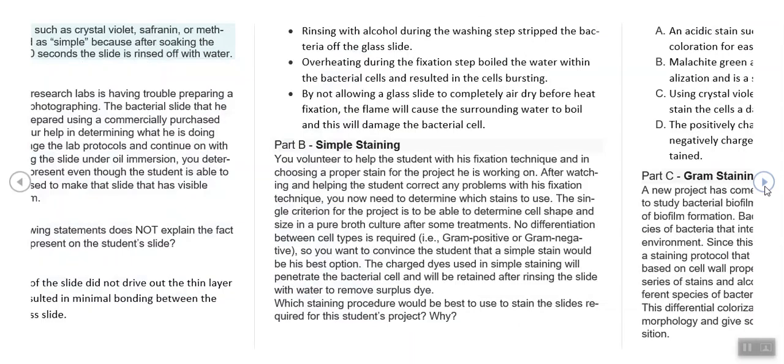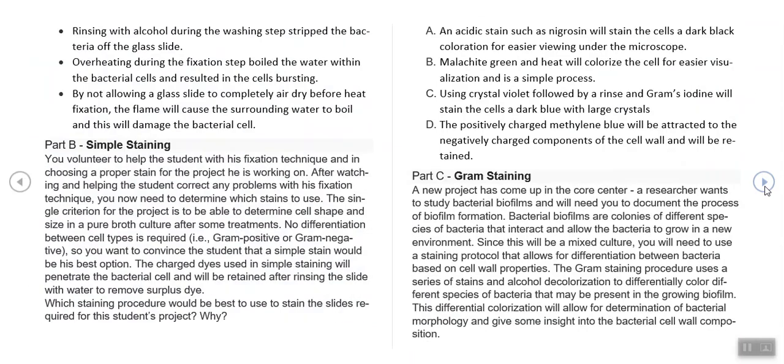I guess I should let you all see that. So that's pretty much saying the same thing as this bullet. So the best response to this is rinsing off the alcohol. That one does not explain what happened to the student slide.